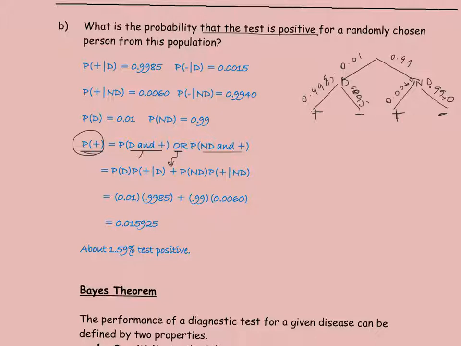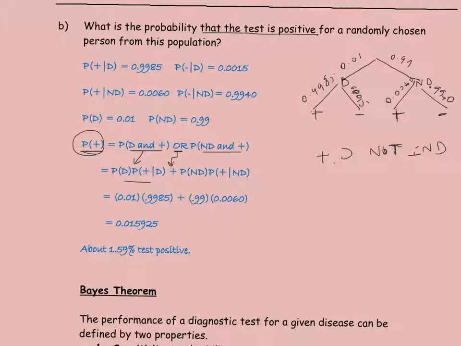We can use the conditional formula. The probability of D and positive is the probability of D times the probability of positive, given that the person has the disease, because being positive and having the disease are not independent of each other, because showing positive does depend on whether the person has the disease or not. So these are not independent. That's why we're using the conditional probability formula here.